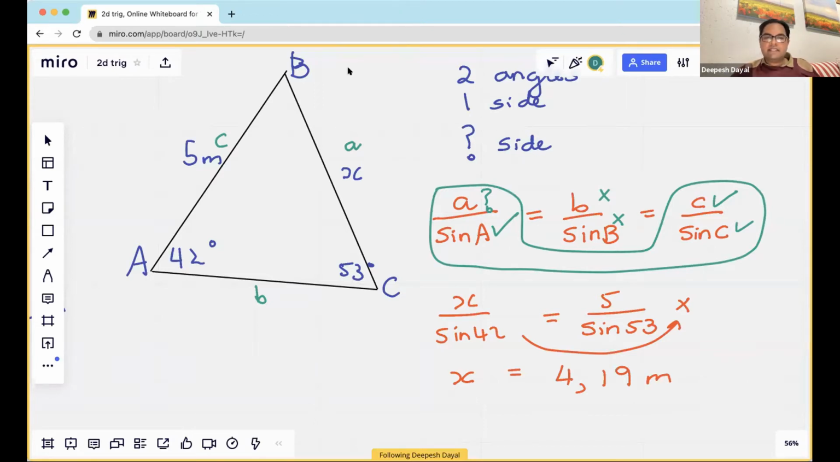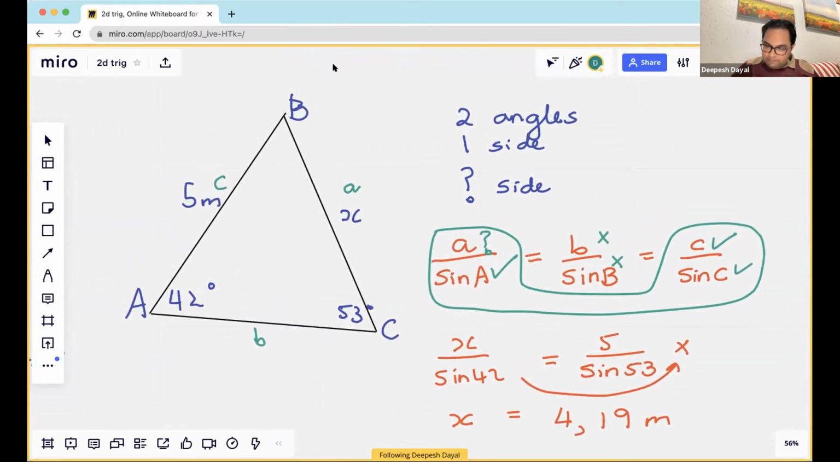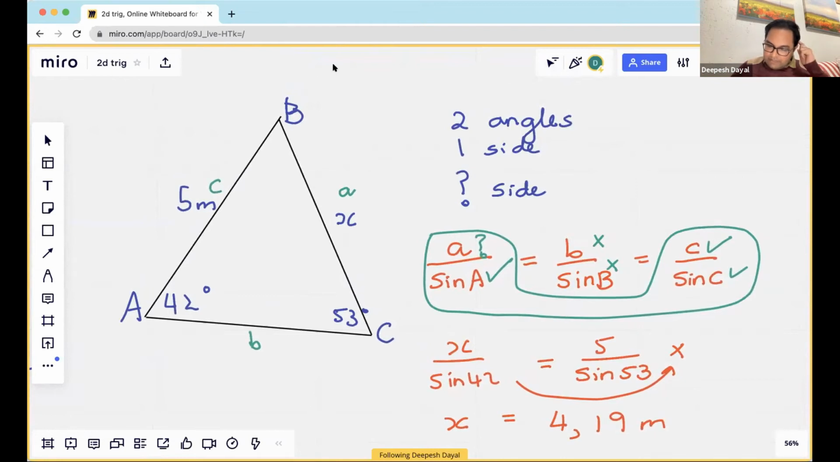So this is finding that missing side. Remember, we've got two angles and one side, so it's two angles and one side opposite one of the angles that we do have. So we can use the sine rule for this, right? Two angles, one side, looking for a missing side.